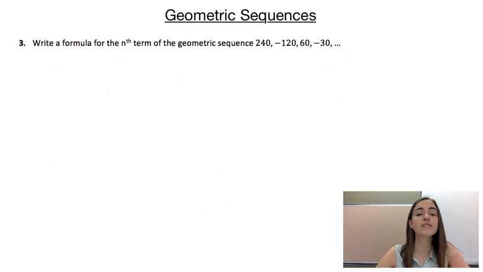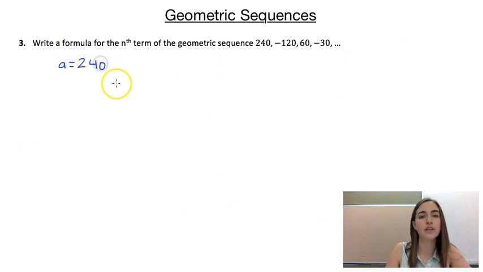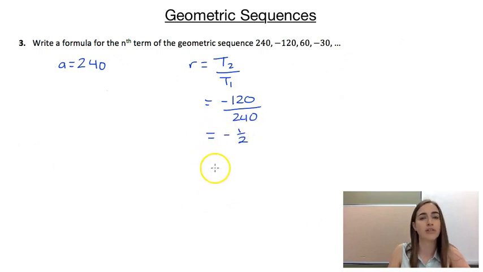Our third example asks us to write a formula for the nth term of the geometric series 240, minus 120, 60, minus 30, and so on. The 2 things we need are our first term, which is just the 240, and our common ratio. To find that, I'm going to take T2 divided by T1. You could pick any pair in there as long as they're consecutive terms. So we're going to have minus 120 over 240, which will give us minus a half as our common ratio.